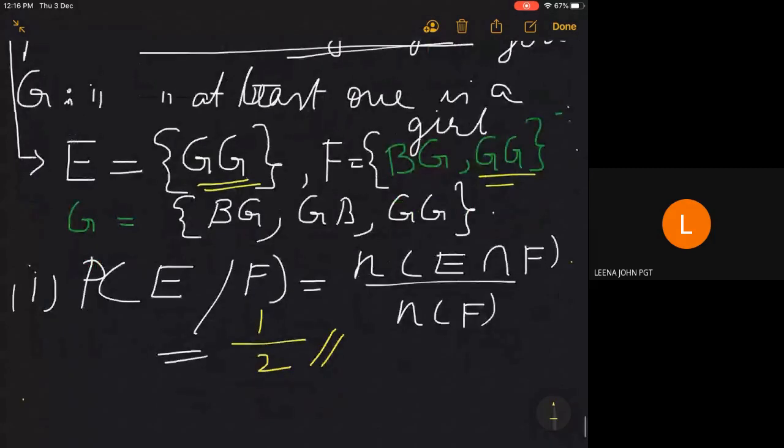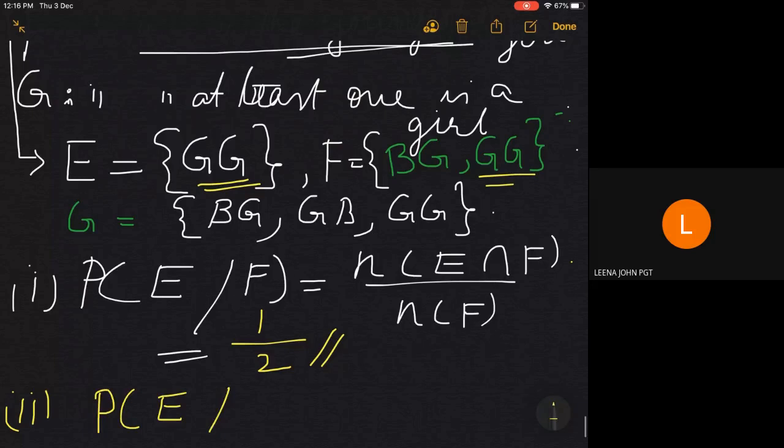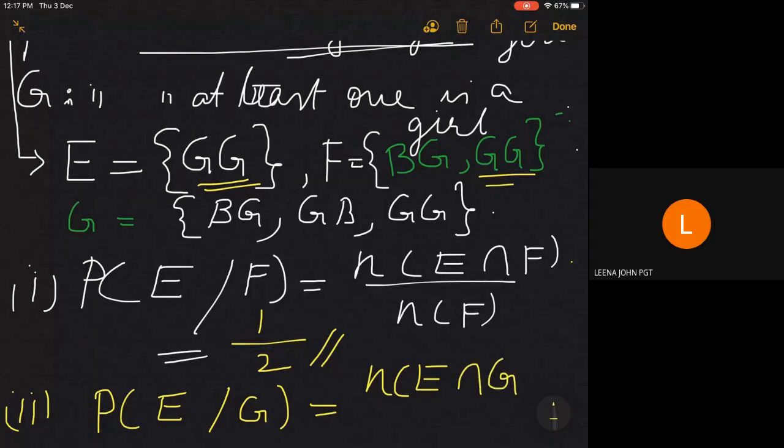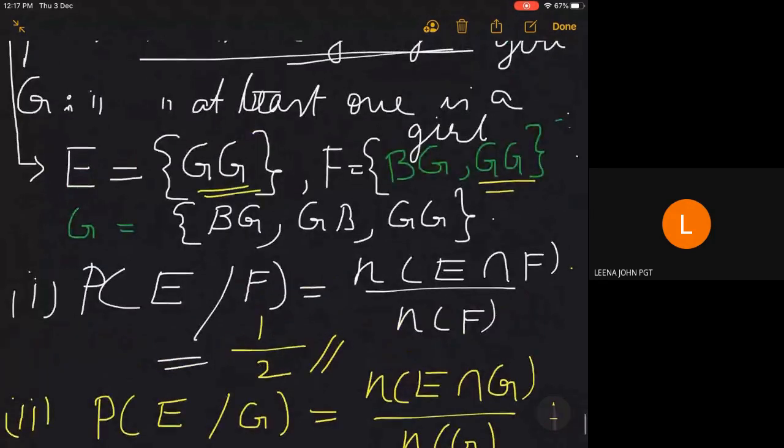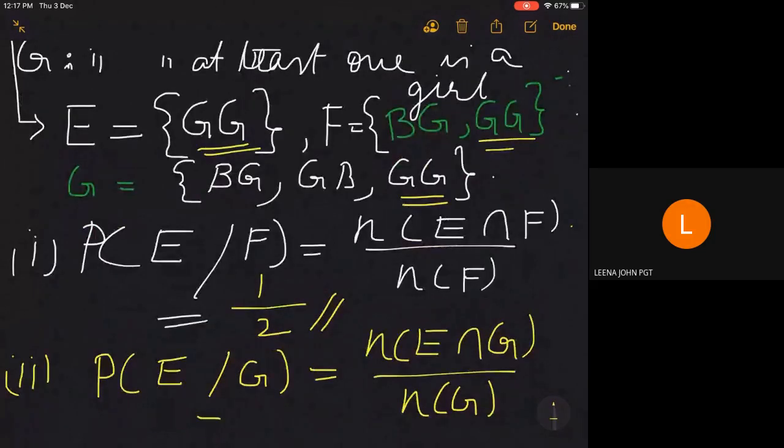The second part is to find P of E given that G has happened. So this is equal to N of E intersection G divided by N of G. And for E intersection G, how many common elements? That is also 1. So 1 divided by N of G. G has 3 elements. So the probability is 1 by 3.